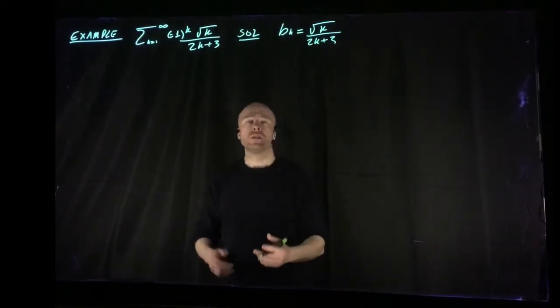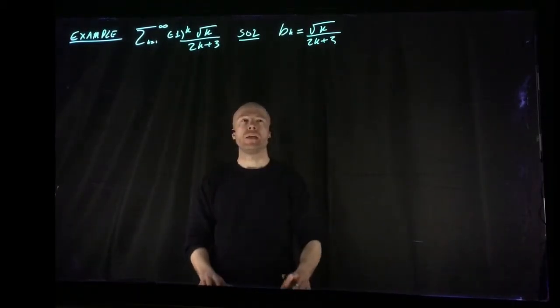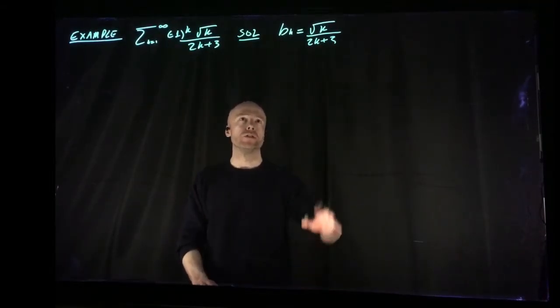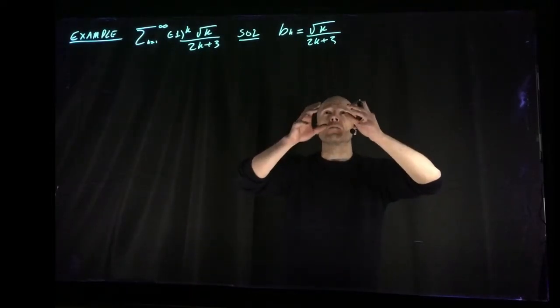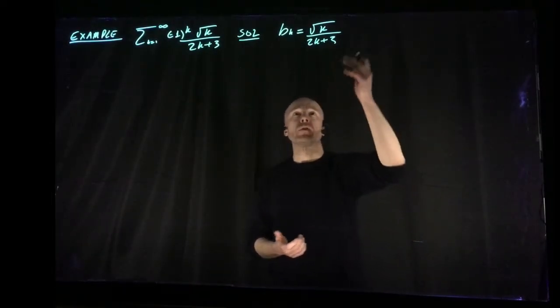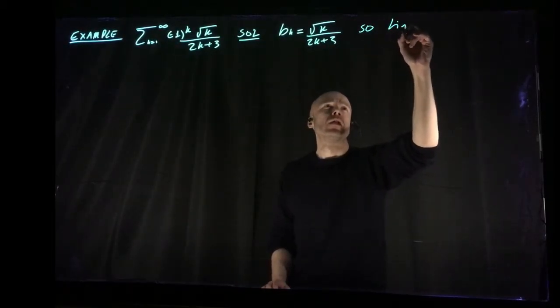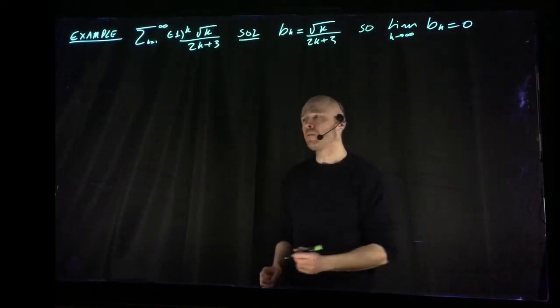We need them to tend to 0 as k tends to infinity, because again, for any series, if those terms don't tend to 0, then there's no way it can converge. And sure enough, it does, because k is blowing up much faster than the square root of k. So yeah, these terms do tend to 0. So the limit as k goes to infinity of bk for sure is 0.